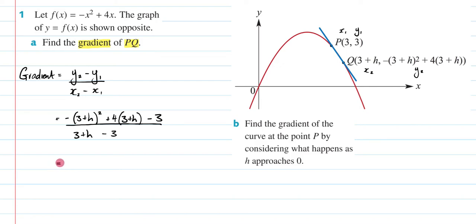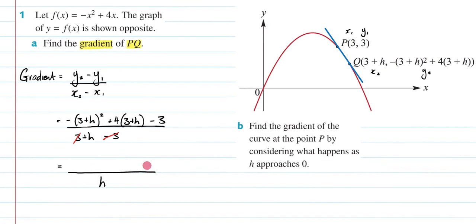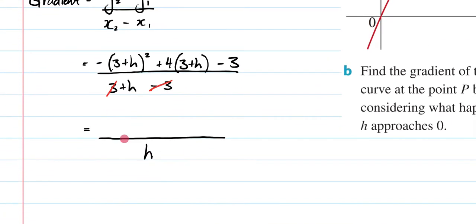Having done that, let us clean this up a bit. I have 3 and negative 3, so they're going to go away, which means I'm just going to have a denominator of h. And on the top, this is where it's going to get a bit sticky. Let's zoom in here and really make sure we do this nicely. I'm first going to expand this out. So this is going to be 9 plus 6h plus h squared, then plus 12 plus 4h minus 3.